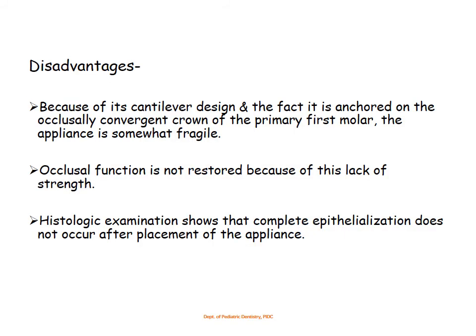The disadvantages are that because of its cantilever design and the fact that it is anchored to the occlusally convergent crown of the primary molar, the appliance is somewhat fragile. So the disadvantage is that it is fragile, the occlusal function is not restored, and hence there's lack of strength. And histological examination of the tissue shows that complete epithelialization does not occur after placement of the appliance.